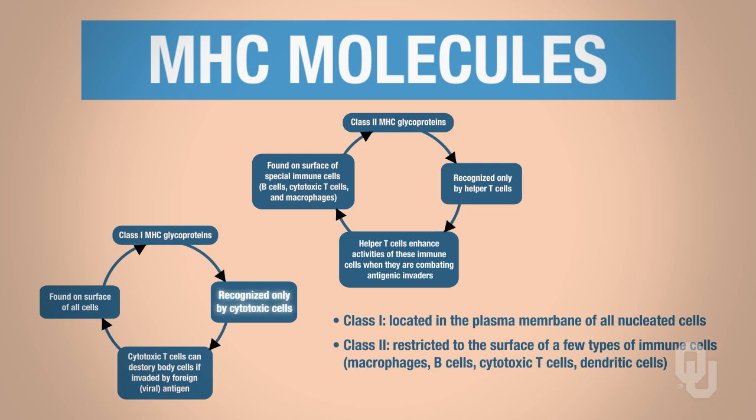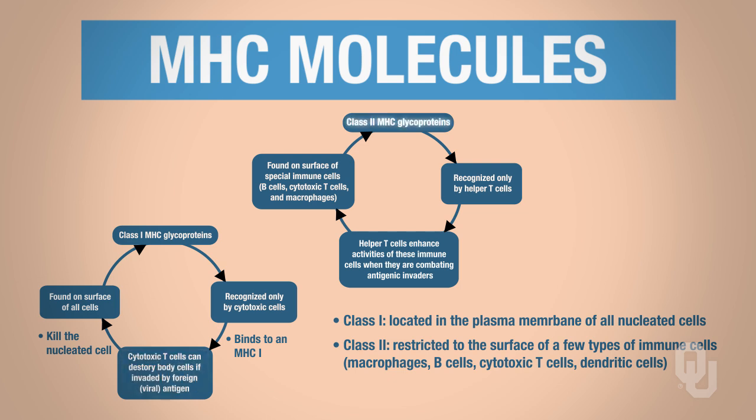Class 1 are recognized by only cytotoxic T cells. So class 1 will only be recognized by a cytotoxic T cell. So cytotoxic T cells can destroy the body cells if invaded by a foreign antigen. So this is what will happen. Cytotoxic T cells will bind to an MHC class 1 molecule. Then its response is going to be to kill that nucleated cell.